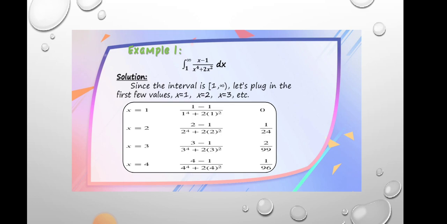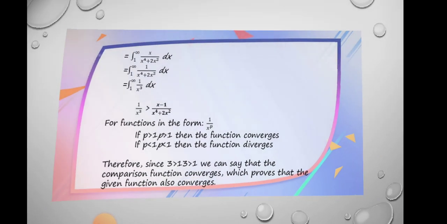So for x is equal to 3, 3 minus 1 over 3 raised to 4 plus 2 times 3 raised to the second power, it is 2 over 99. And for x is equal to 4, 4 minus 1 over 4 raised to 4 plus 2 times 4 raised to 2 is equal to 1 over 96.